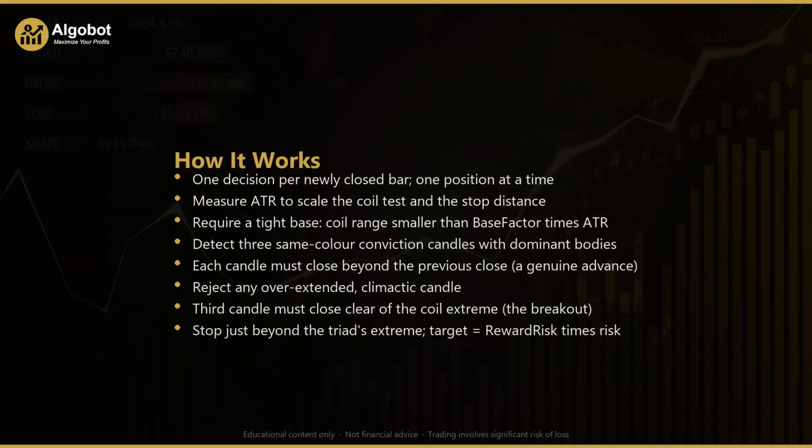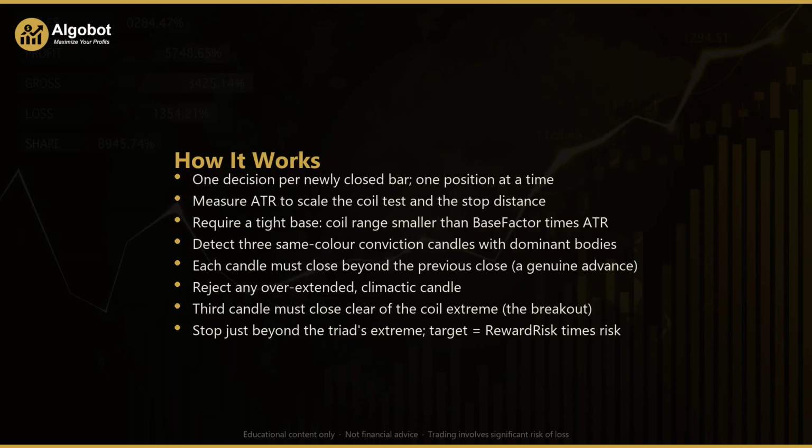On top of that, the three closes must step progressively higher, the second closing above the first, the third above the second, confirming a genuine advance. Finally, the third candle must close clear of the top of the coil. That's the actual breakout. When every one of those conditions lines up, the strategy signals a buy. The short side is a perfect mirror. Three bearish candles with dominant bodies, progressively lower closes, none overextended, and the third closing below the base low.